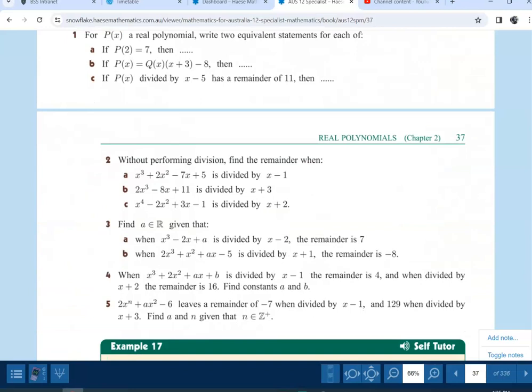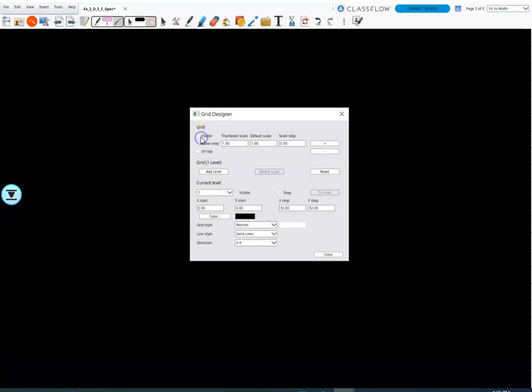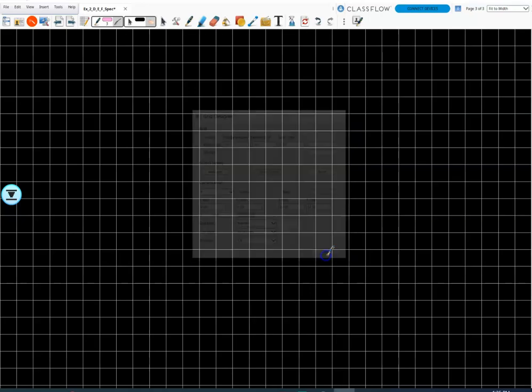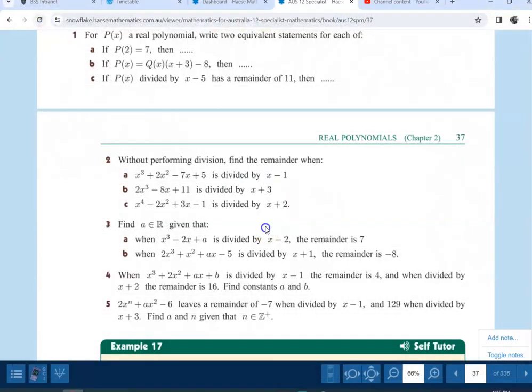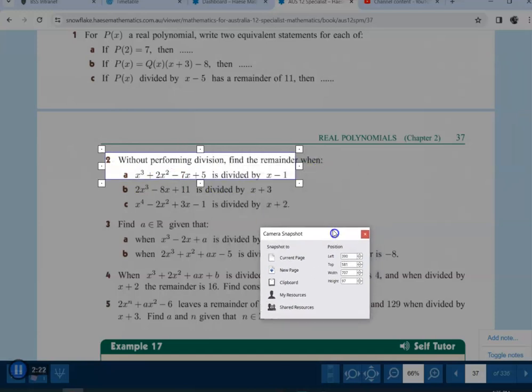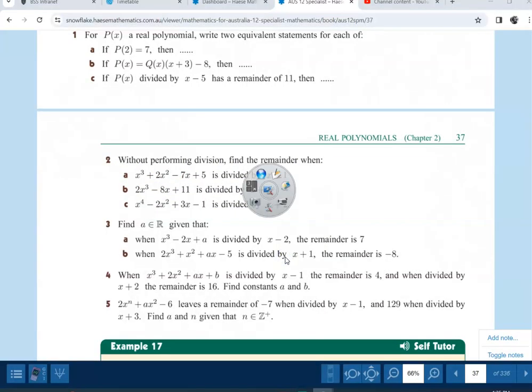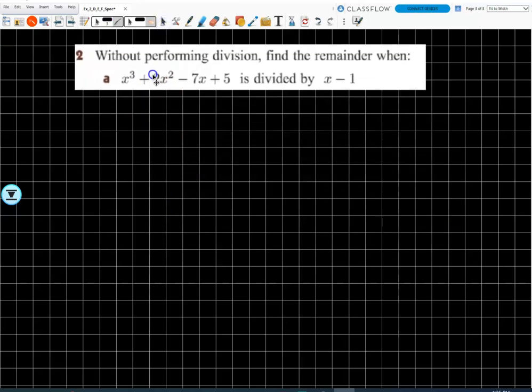Without performing division, find the remainder when this is divided by x take 1. So if you could do that, and we're not going to do them all, I'm doing it for a reason. So you could just do it on your calculator. You don't have to even write anything down. But everybody has an answer. You all have an answer. So what I'm asking you to do, we'll just say that again, is find P of 1.